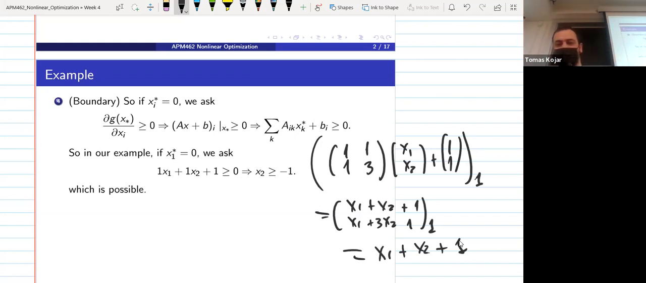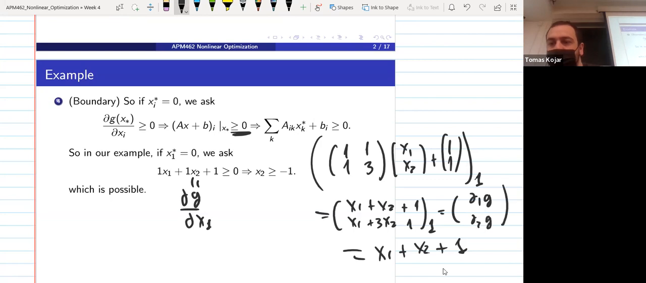Okay, good. So you're asking for this to be non-negative. This is the partial g, partial x1. And I can write it here as well, however you like: partial 1g, partial 2g. Is that okay? All right, good.